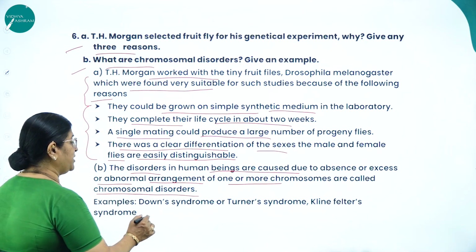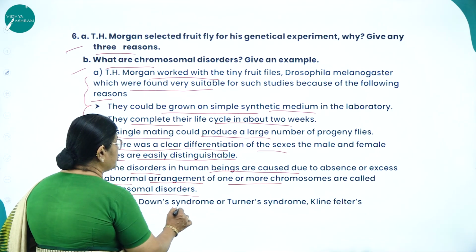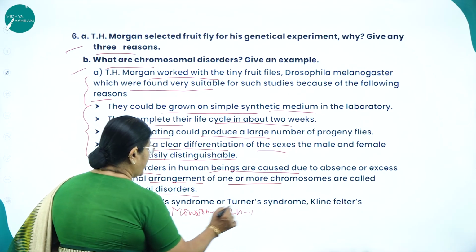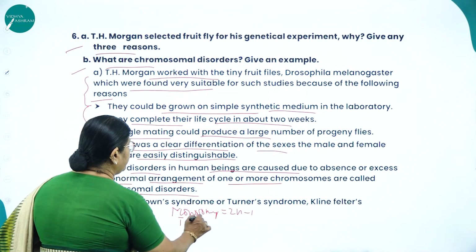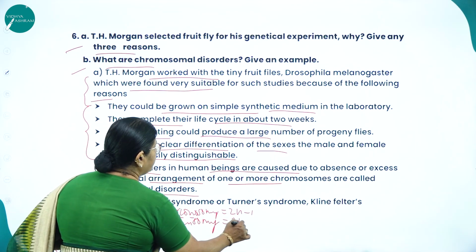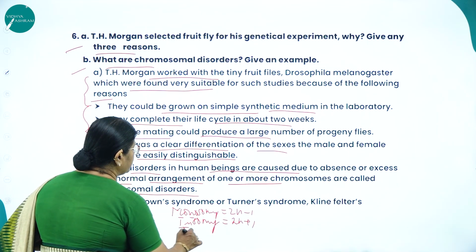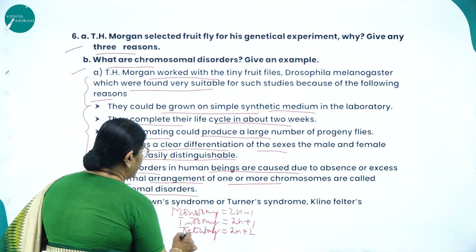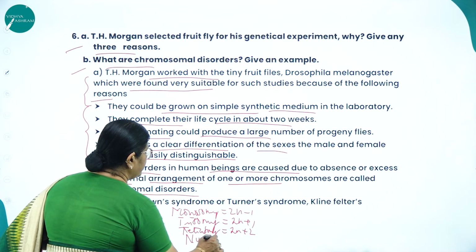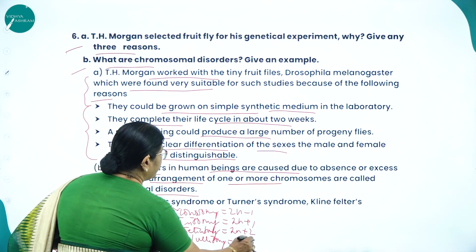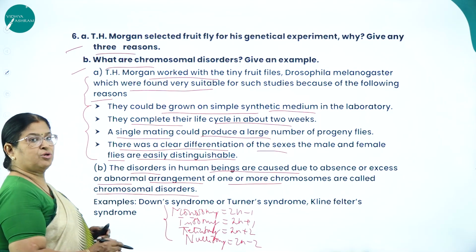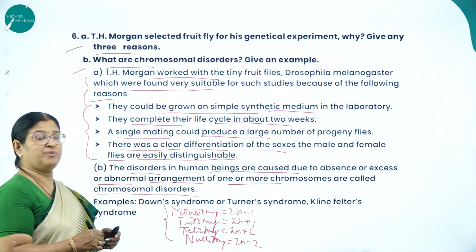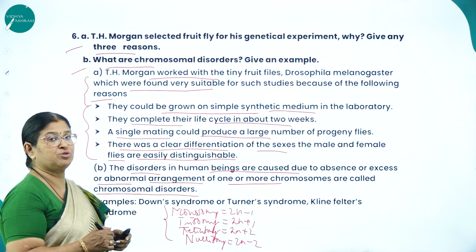So here chromosomal disorders might be due to monosomy, that is 2n minus 1, or due to trisomy, that is 2n plus 1, tetrasomy, that is 2n plus 2, nullisomy, that is 2n minus 2. So here, in the change in the chromosome, there might be an addition or a deletion of a chromosome from the normal set of chromosomes, which is going to cause the chromosomal disorders.